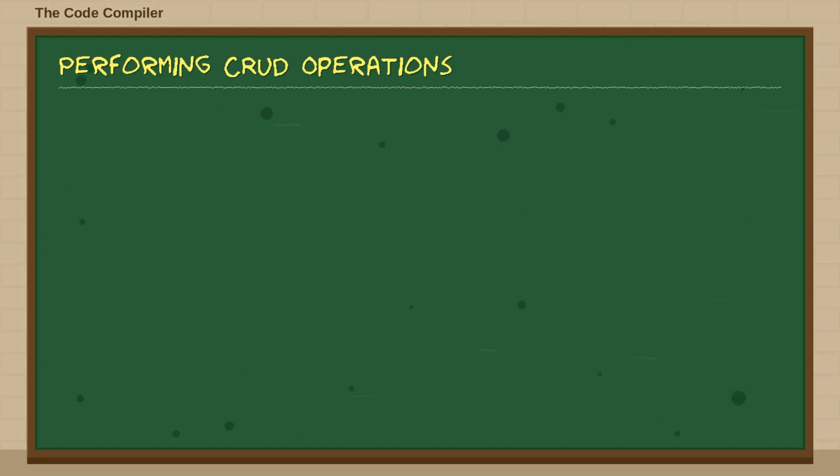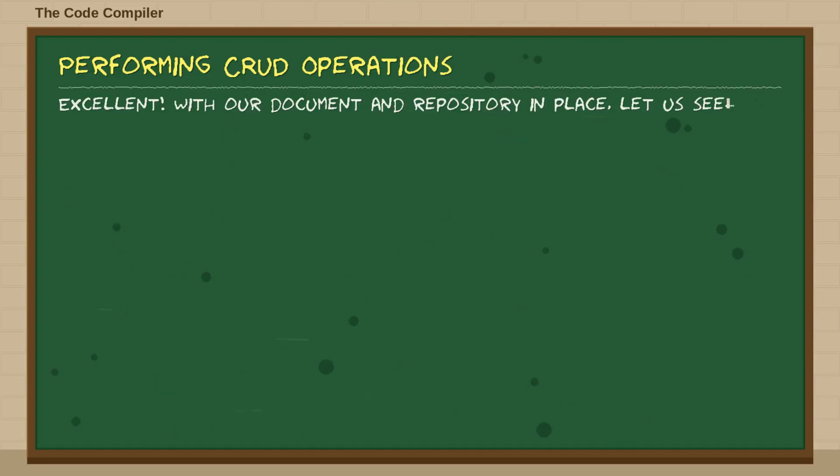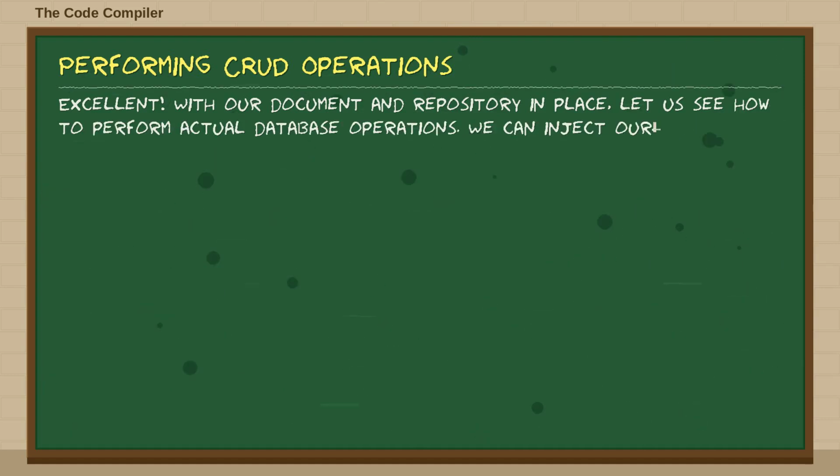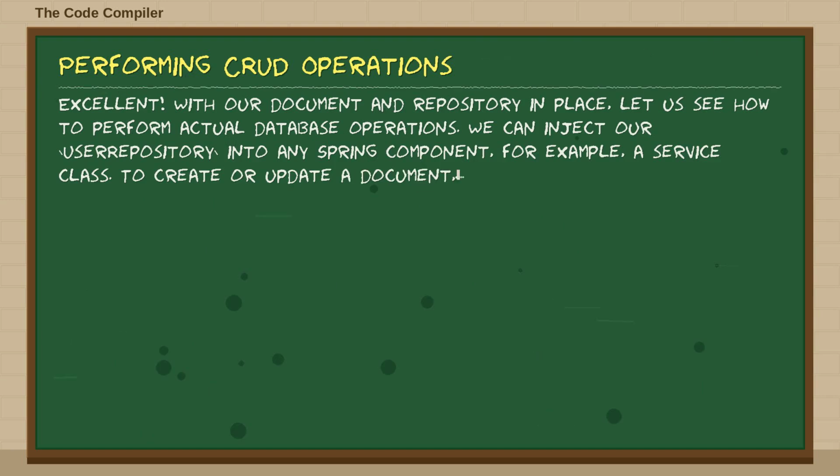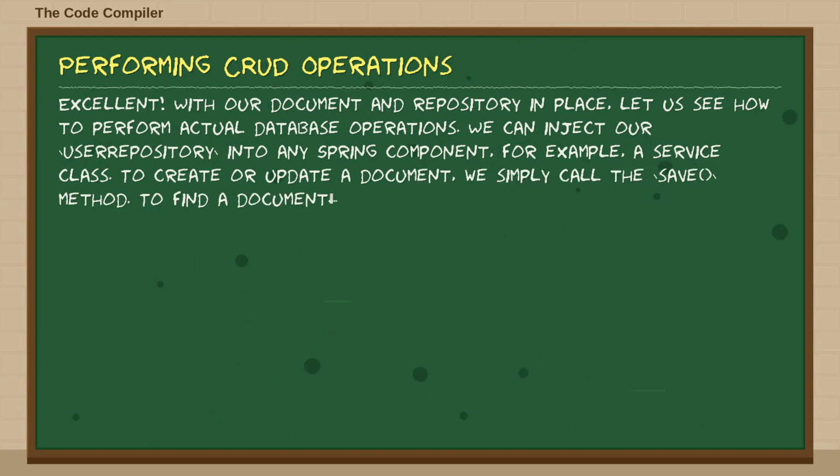Excellent! With our document and repository in place, let us see how to perform actual database operations. We can inject our user repository into any Spring component, for example, a service class. To create or update a document, we simply call the save method.